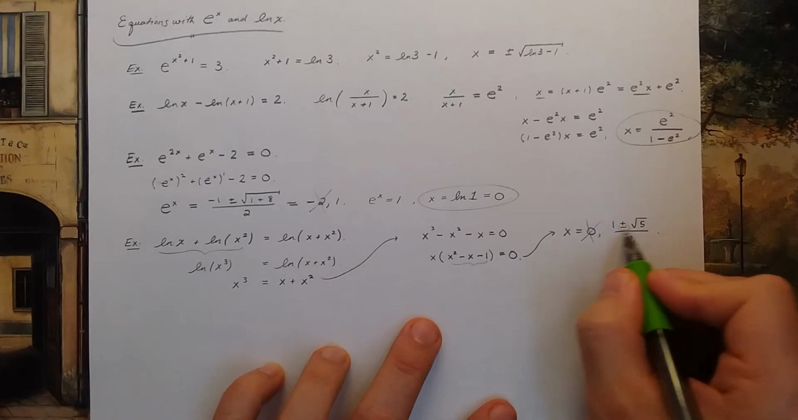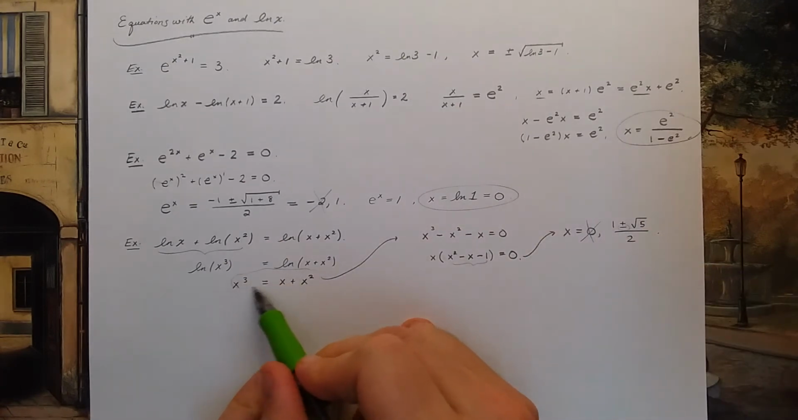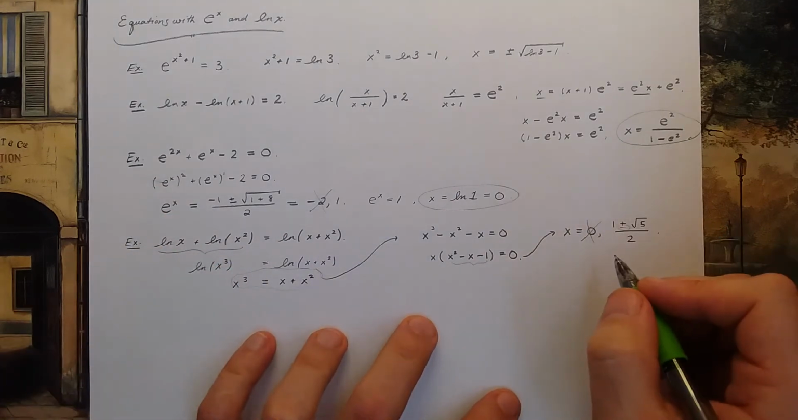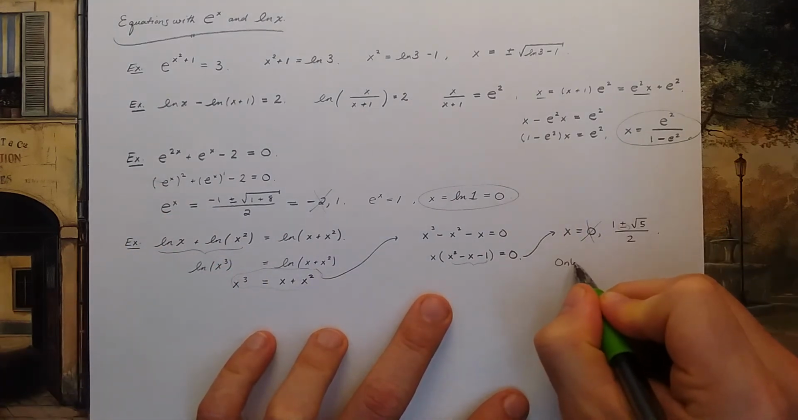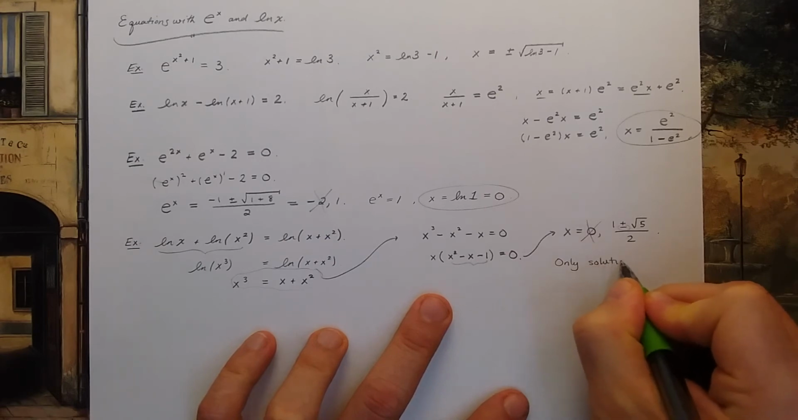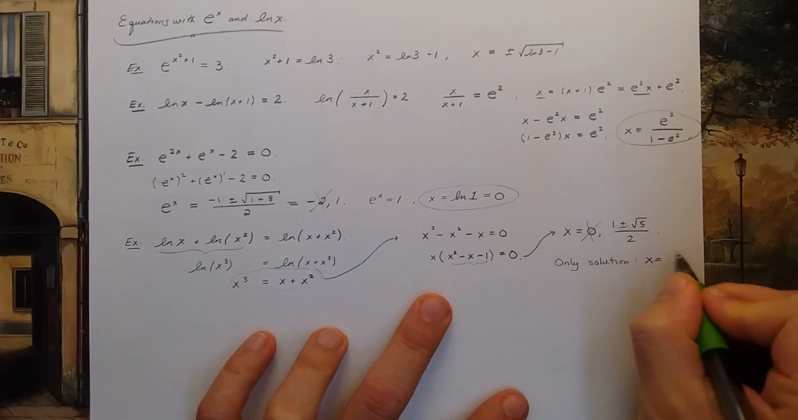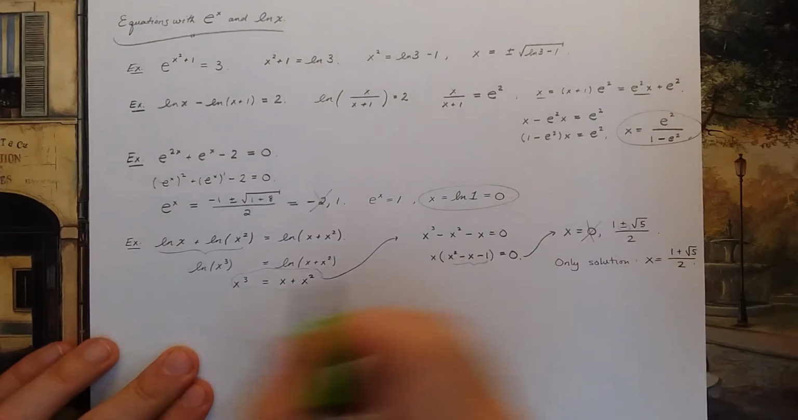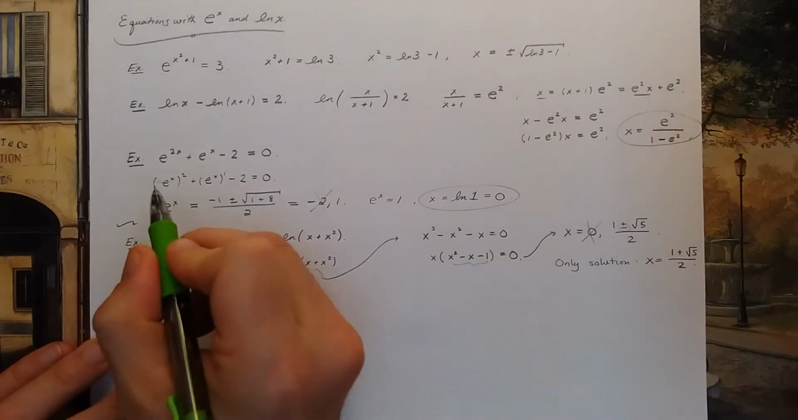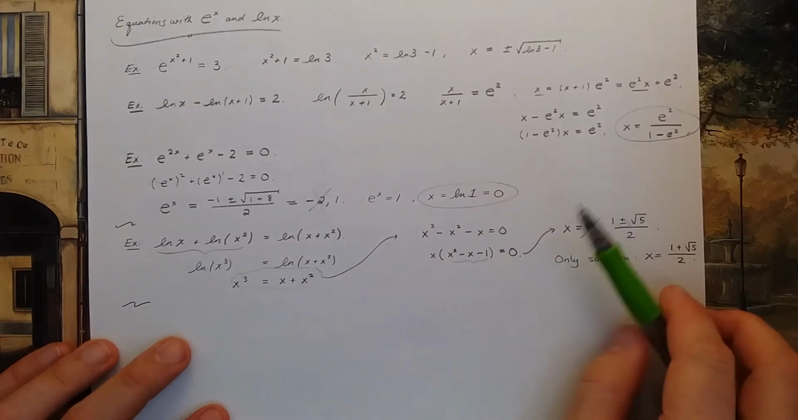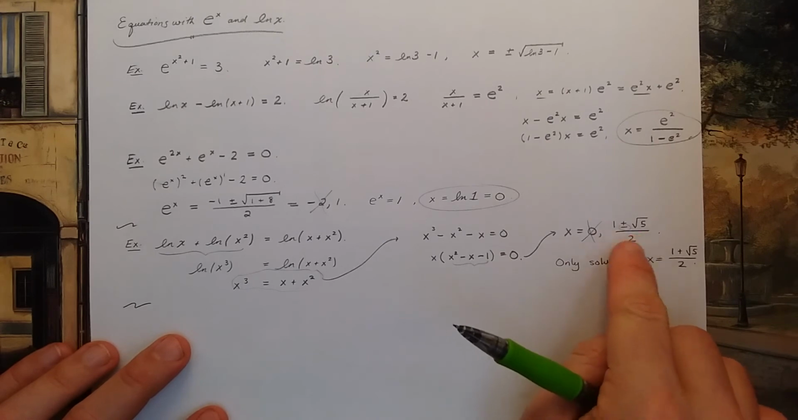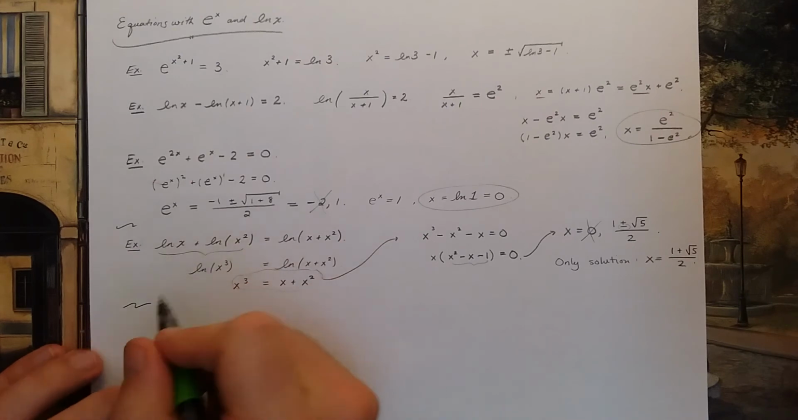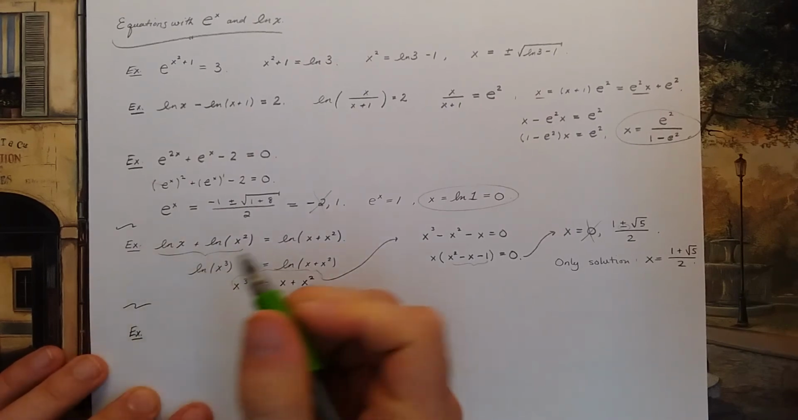So three of these solutions exist for the polynomial equation, but only one of them actually works in the original equation. So the only solution is x is 1 plus root 5 over 2. I guess that was a good lesson. It's always a great idea to verify that the solutions that you get when solving equations in this way actually work. Let's finish the video with one final example.